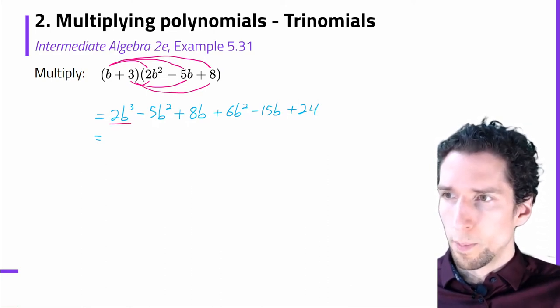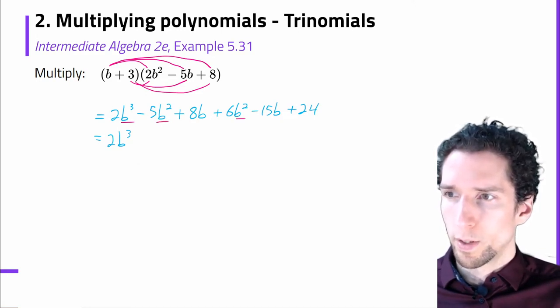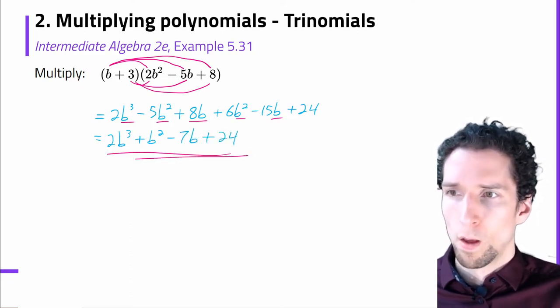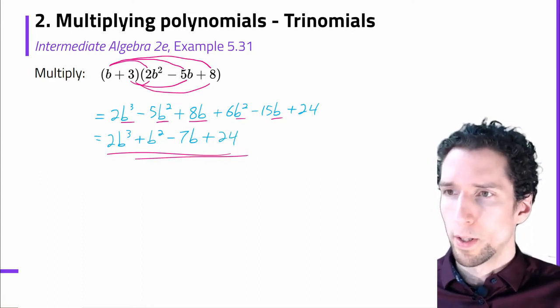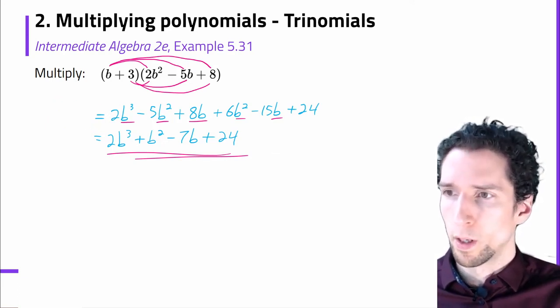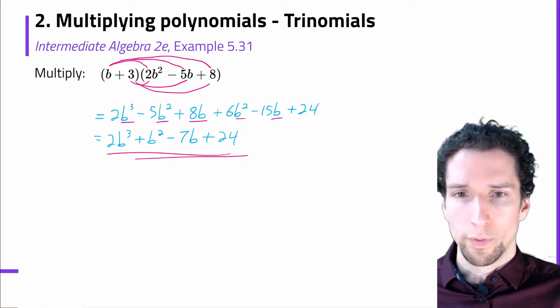So the b cubed, only one of those, so that's just 2b cubed. b squared, 2 of those, negative 5, positive 6, so that's just plus b squared. b's, 2 of these here, so plus 8 minus 15, so minus 7b, and the last one just 24, only one constant. Okay, so there's our process. So 6 terms at this step, but then we simplify, we end up with this polynomial with 4 different parts to it.